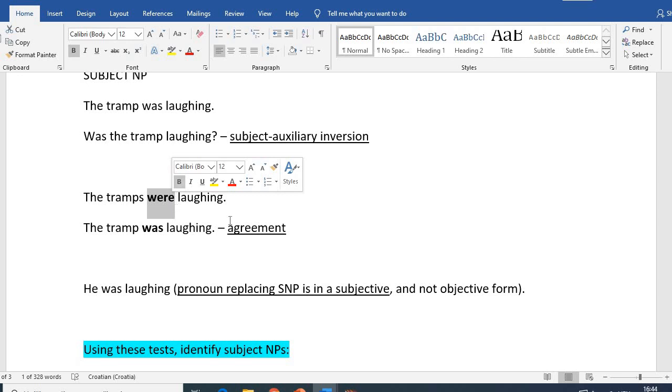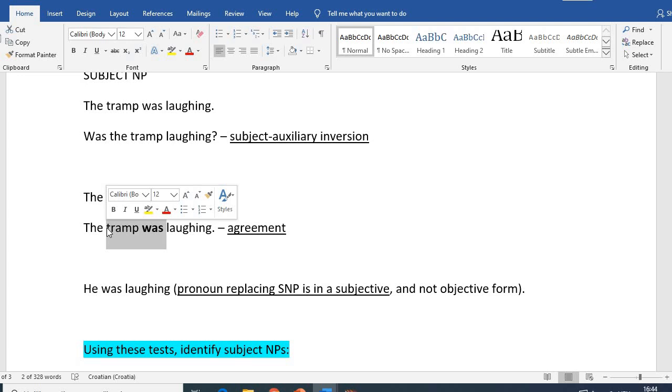That is basically agreement. So you can say the tramps were, or the tramp was. Why is this so? Because of this proximity rule, basically. But in any case, you will always find the subject affecting the verb. So this is the second feature that you can use to recognize the subject.